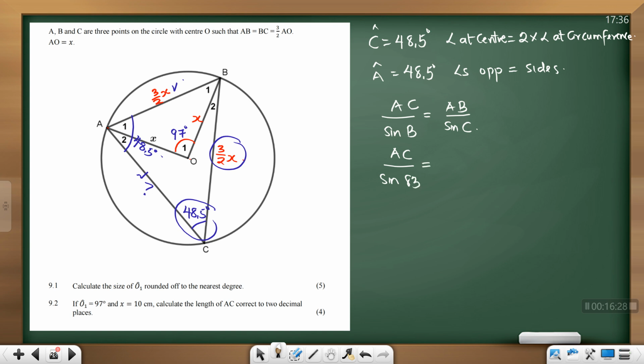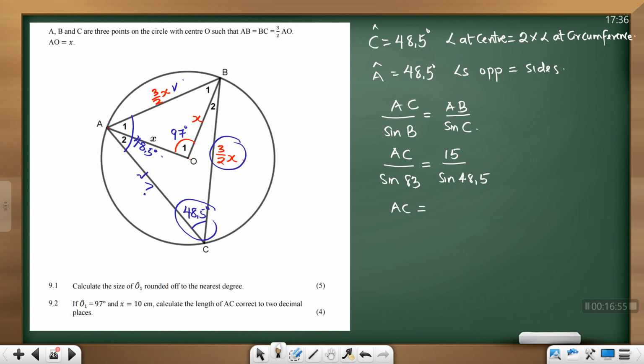AB is, we are told x is 10. Right? So 30 divided by 2, 15. Over sine what? 48,5. Please quickly check for the answer for AC for me. We're going to check now and check our first 9 marks. Use your calculator, please, quickly.